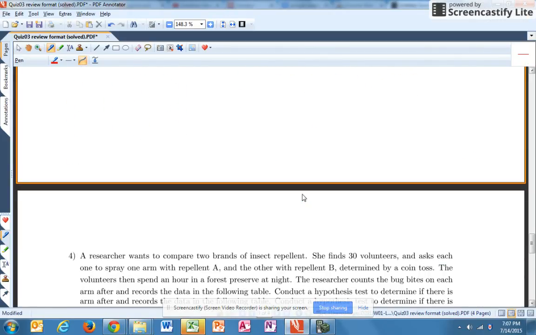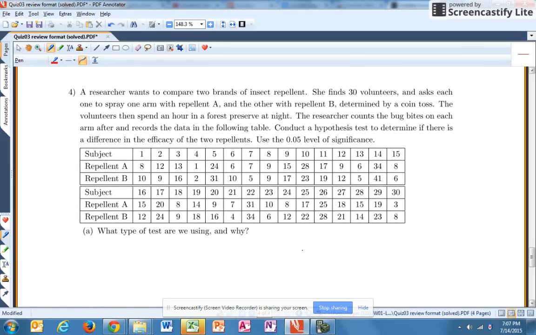All right, so let's go on to our last problem now. A researcher wants to compare two brands of insect repellent. She finds 30 volunteers and asks each one to spray one arm with repellent A and the other arm with repellent B, determined by a coin toss. The volunteers then spend an hour in a forest preserve at night.